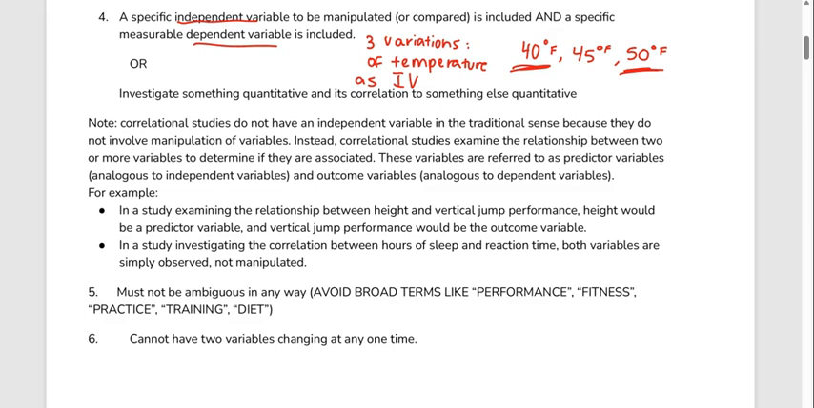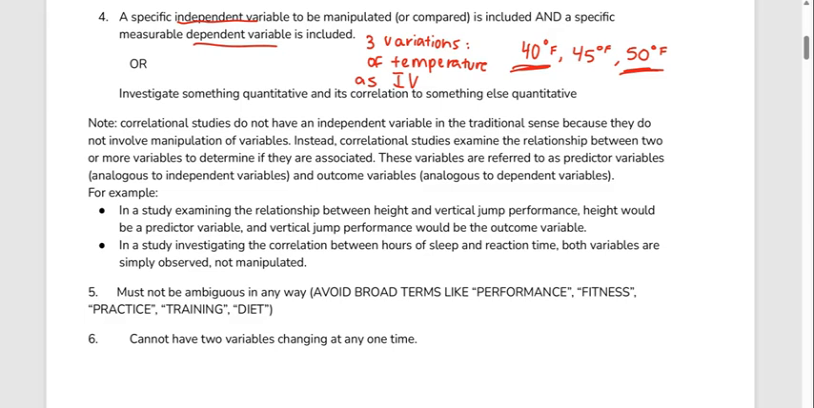Rather, we are just trying to find a relationship or an association between 2 variables. So we can call those the predictor and the outcome variables, or just observed variables.